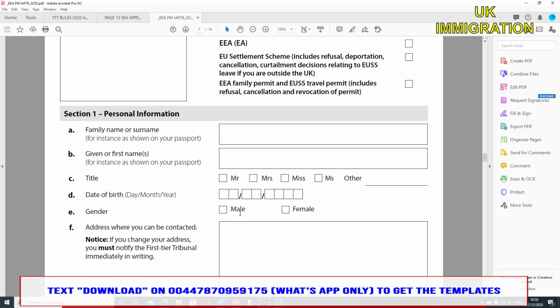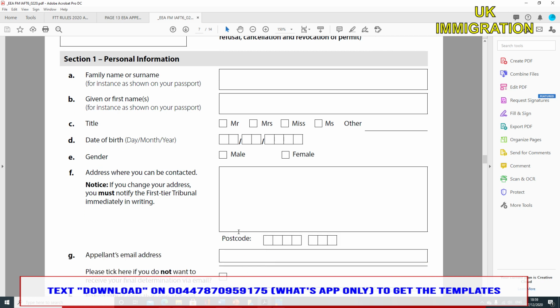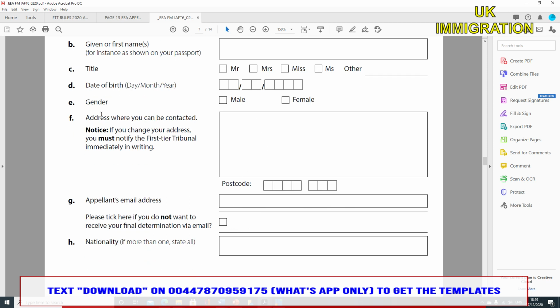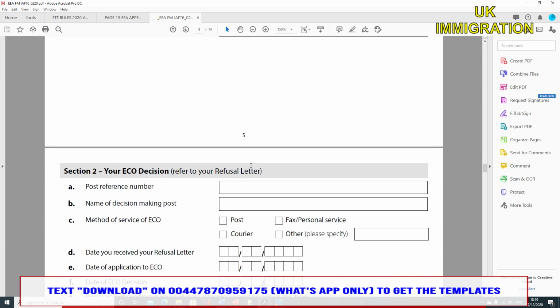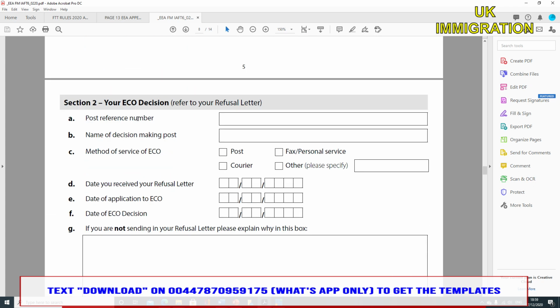If you are the applicant, then you have to mention your details in this appeal form. But if you are the EEA national filling out this form, again you will have to consider the appellant's or applicant's details. So you are going to fill these details in the name of the applicant, not for the EEA national. Okay, so personal information, when you've given your address, email address and nationality, then you will see the second section.